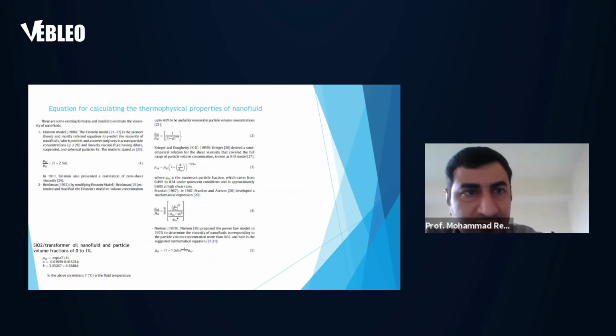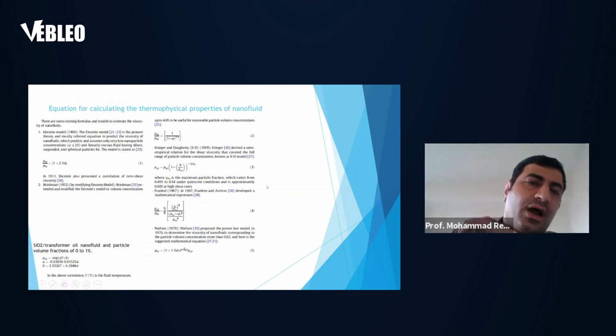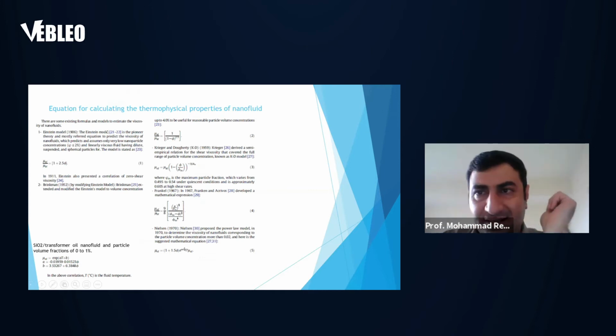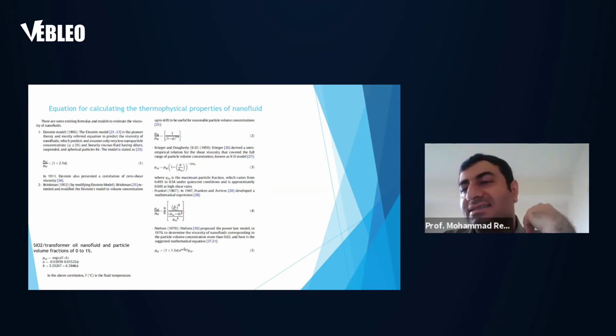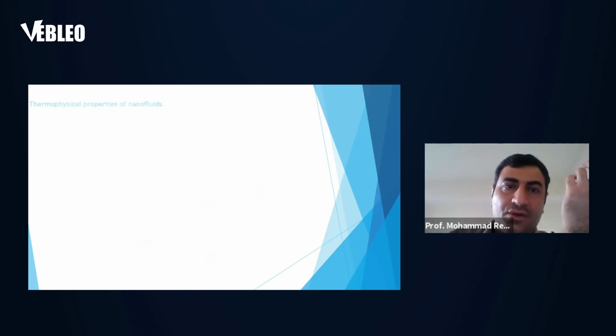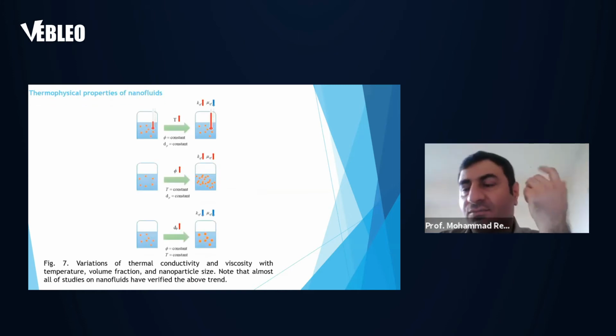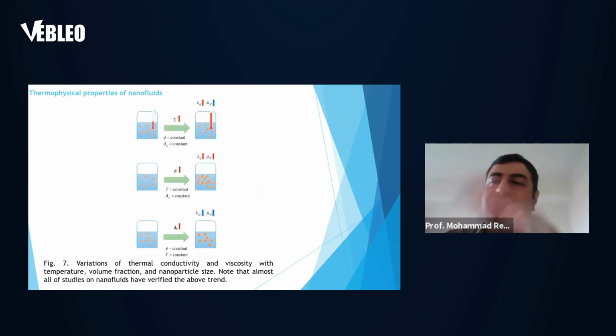In the Einstein or other formulas you can see here, they just consider the effect of phi. Phi, I told you, is volume fraction. But they did not consider the effect of temperature or the effect of the size of the particle, because I told you this formula is for micro size. And I'm telling you, this wrong formula is not just about viscosity, it's about thermal conductivity, density and others. They did not consider the effect of different parameters.